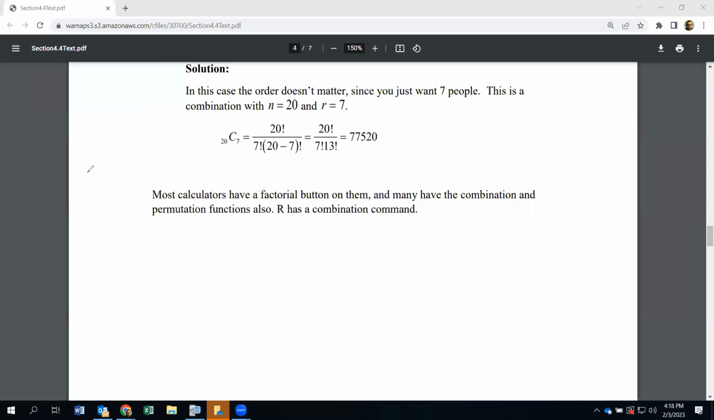So 20 factorial. This is going to be 20 times 19 times 18. I don't think you all need to hear me count down again, but just follow along. Okay, so we are going to expand out the 7 factorial, and we're going to expand out the 13 factorial. So we've got 7 times 6 times 5 times 4 times 3 times 2 times 1.